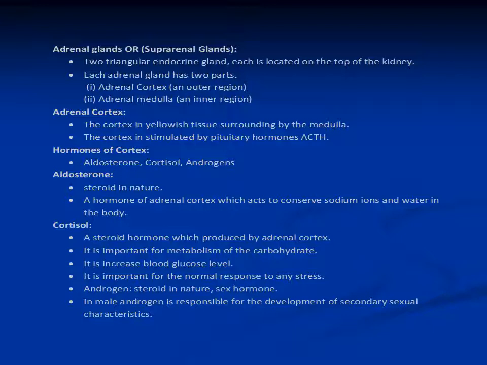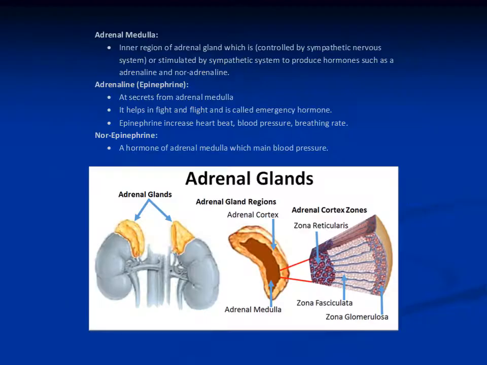Now let's move to androgen. It is a steroid sex hormone. In males, androgen is responsible for the development of secondary sexual characteristics. But in females, androgen is not released. If released, abnormalities are caused, like voice change and facial hair production in females.